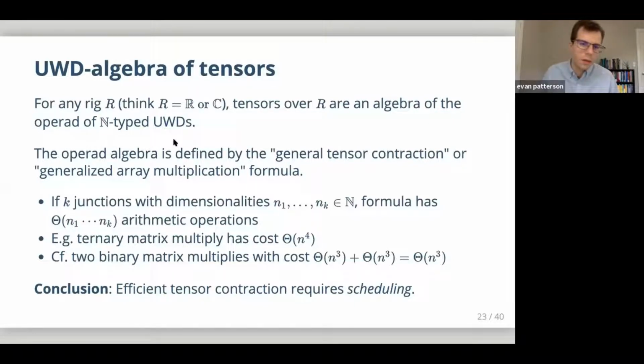And so for any rig, if we think for now just of the real numbers or the complex numbers, the tensors over that are an algebra of UWDs that are typed by natural numbers, the natural number identifying the dimensionality of the junction. And so there is a formula for this operation, but it's not so perspicuous to write it down.